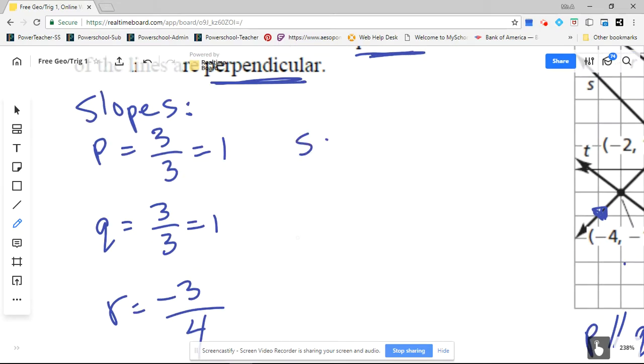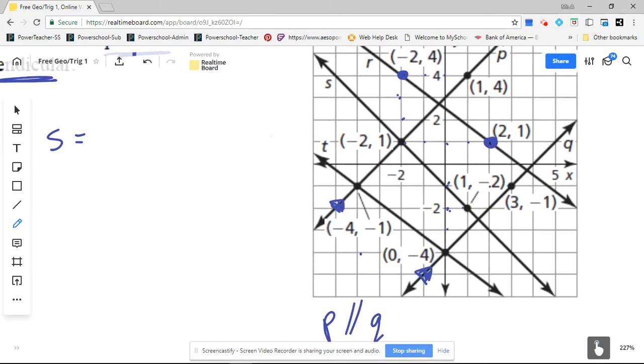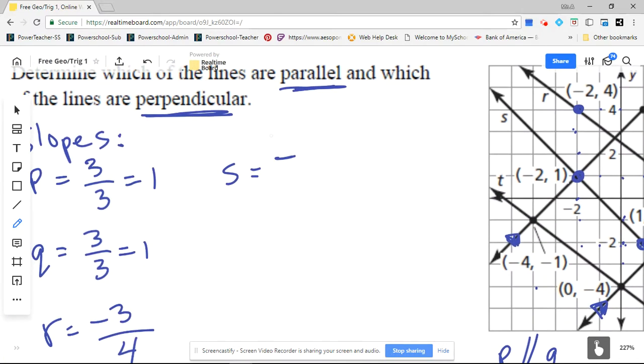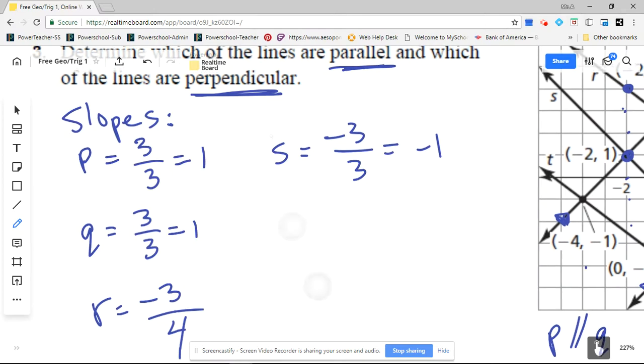Let's find line S. We need 2 points on S. Here's a point here. There's a point down here. 1, 2, 3 down. 1, 2, 3 across. So 3 down is negative 3. 3 across is positive 3. So that's a negative 1 slope. That's not the same as a positive 1. Those are not parallel.